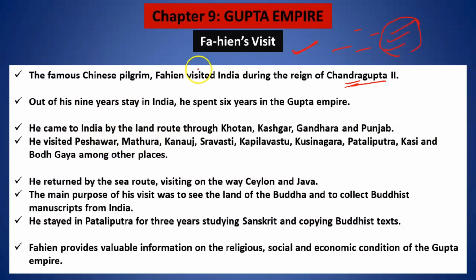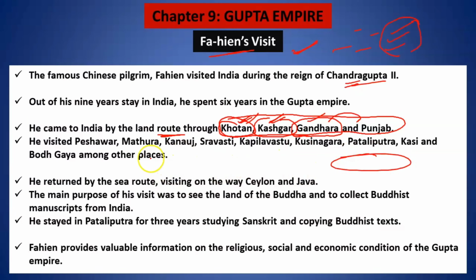Now, Fa-hien came to India through the land route. This is the path he followed. Don't get confused: Khotan and Kashgar, which appear to be Indian names, are both in China. Gandhara, you already know, is in the northwestern part, and from there he entered Punjab and then came up to the Gangetic Plains. These are the prominent places he visited. Again, just have a reading, not very important.